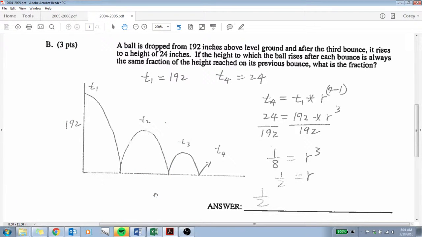A ball is dropped from 192 inches above level ground, and after the third bounce it rises to a height of 24 inches. If the height to which the ball rises after each bounce is always the same fraction of the height reached on its previous bounce, what is the fraction?